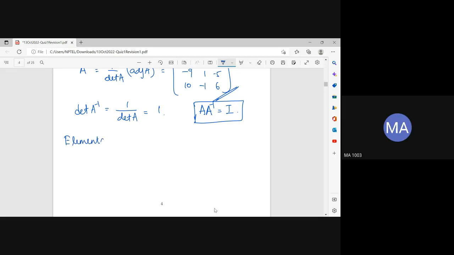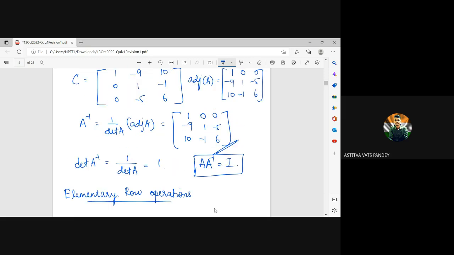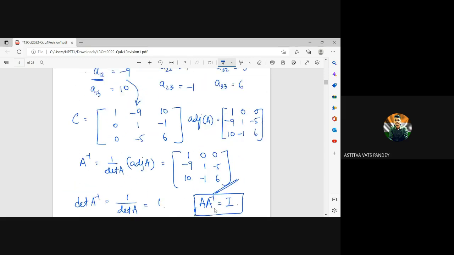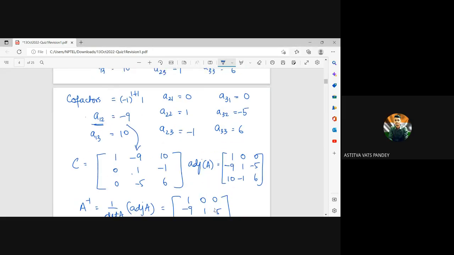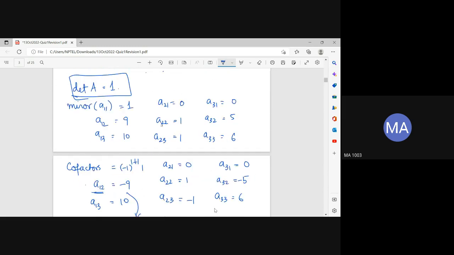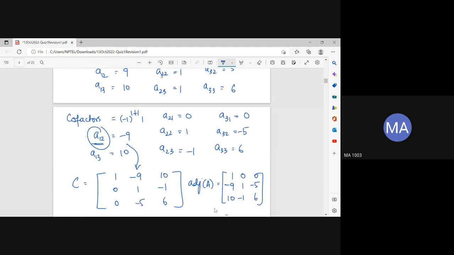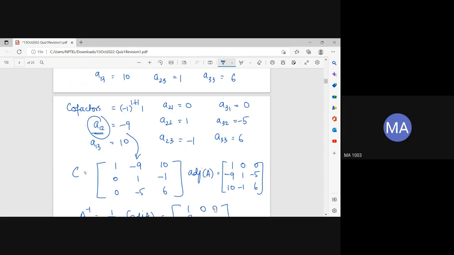Excuse me, ma'am. Here the adjoint matrix, I think it's the original cofactor matrix, not the transpose of the cofactor matrix. The first row of the cofactor matrix was 1, 0, 0. No, I have written it the wrong way, I should have written it the other way. I wrote A12 here and A13 here. Okay, got it.